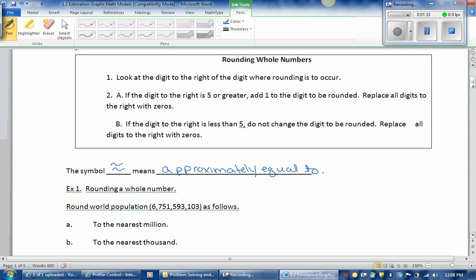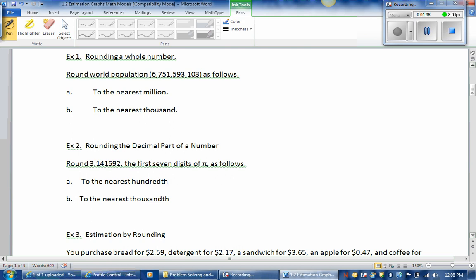All right, so let's do a little practice in rounding whole numbers. We're going to round the world population of 6,751,593,103 as follows. First we want to round it to the nearest million. So we need to find the number that's in the millions place. I know that 1 million is a 1 with 6 zeros after it, so that's going to help me immensely. Here's 6 places: 1, 2, 3, 1, 2, 3. So this 1 right here is going to be in my millions place.